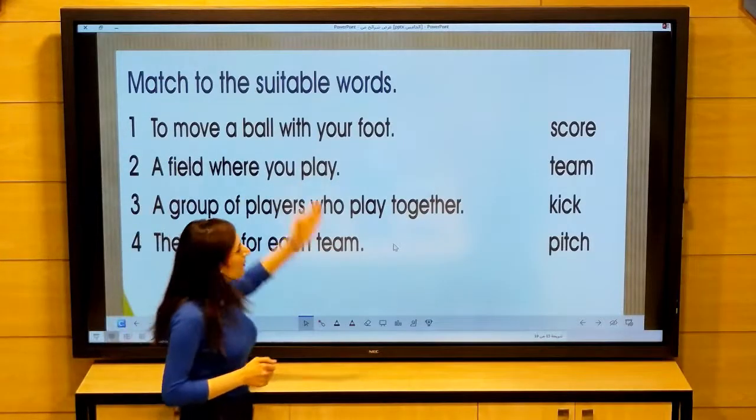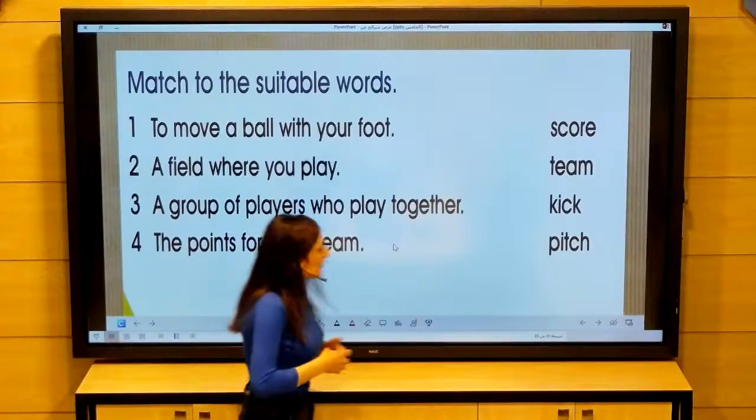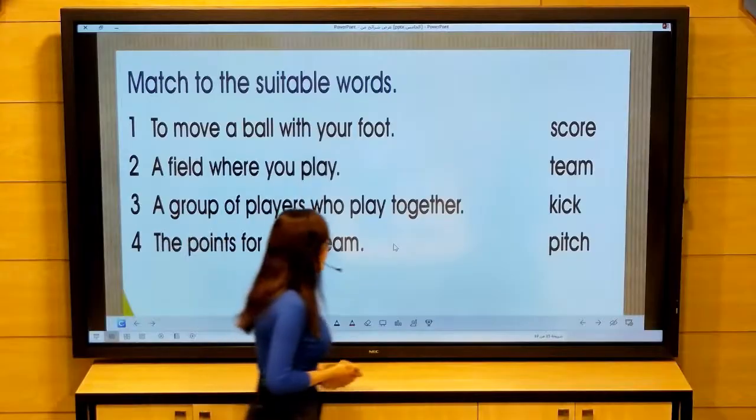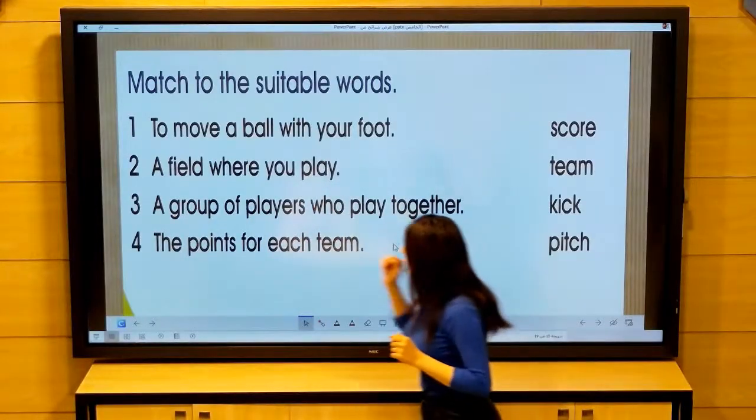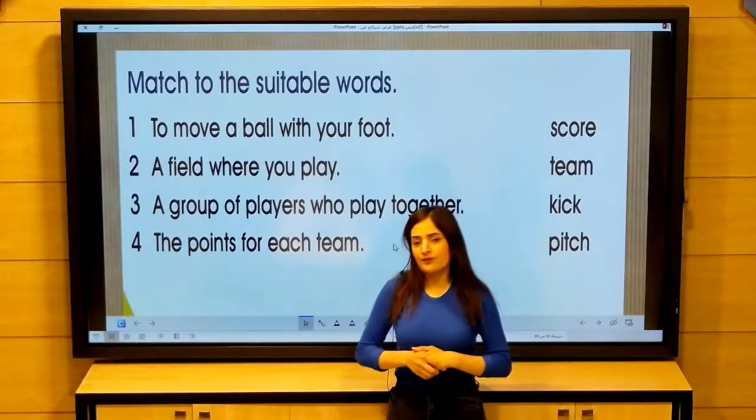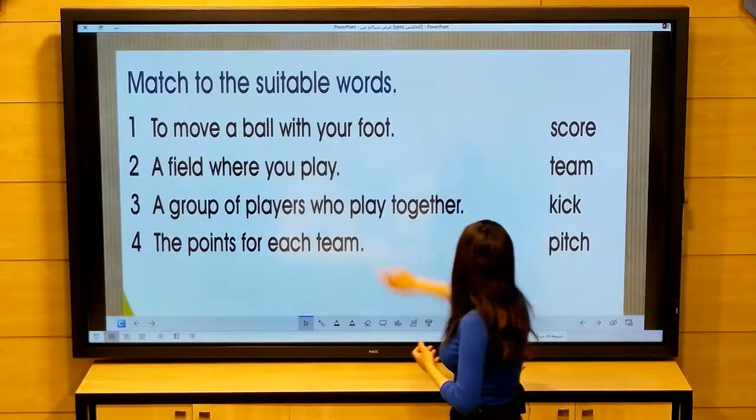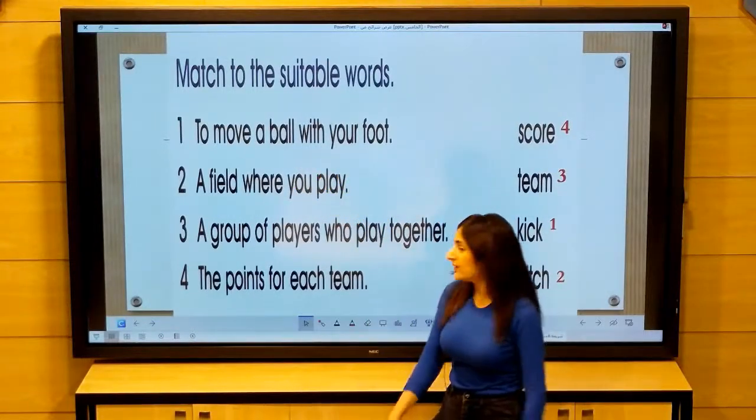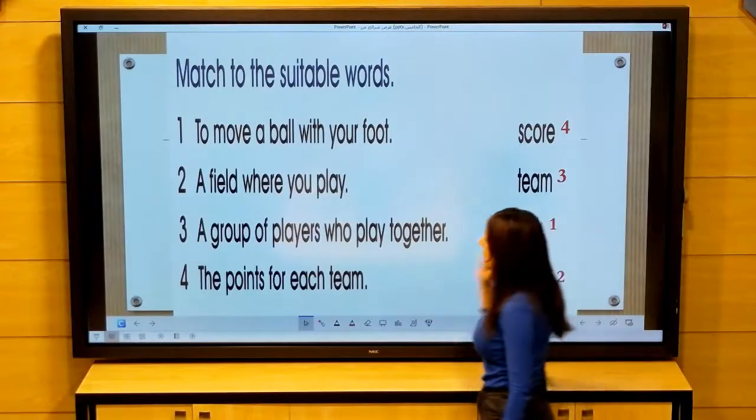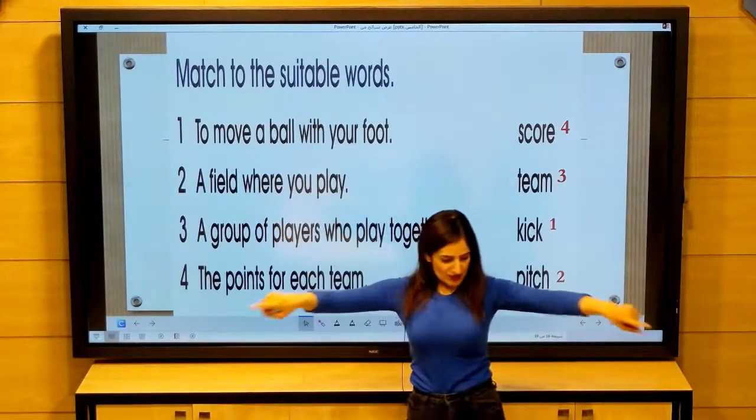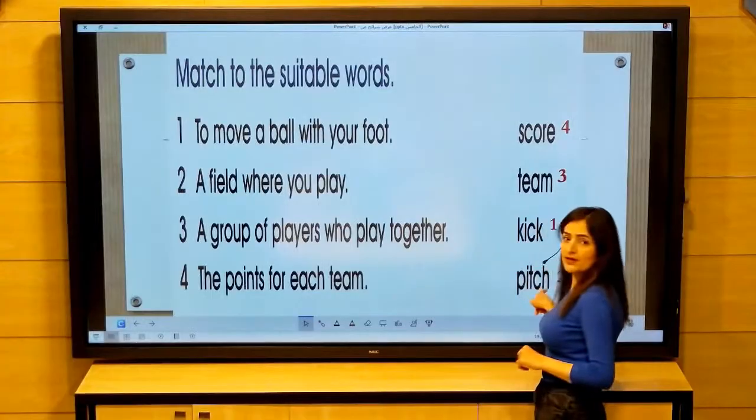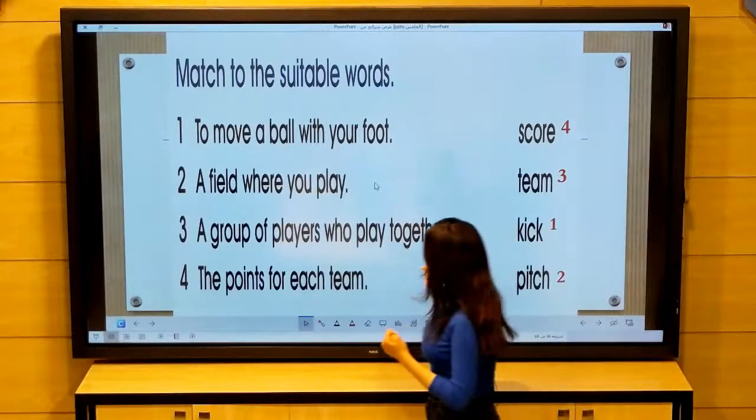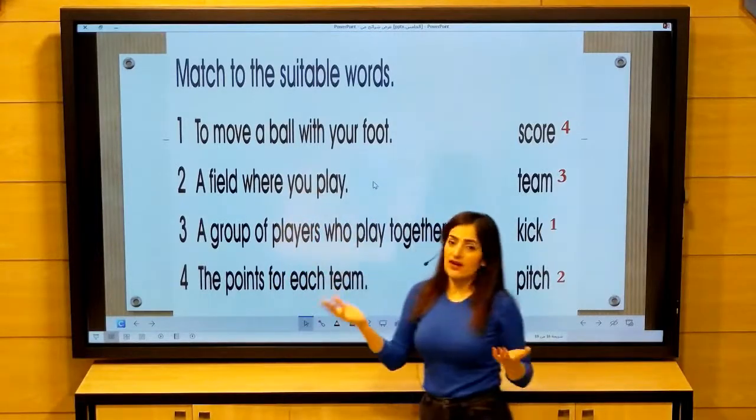A field where you play. A place where you play. What? A group of players who play together. The points for each team. Now the answers, look. To move a ball with your foot is kick. Kick the ball. Number 2, a field where you play, the place where we play football is pitch. Number 3, a group of players, team. The points, okay, to be the winner, is score.